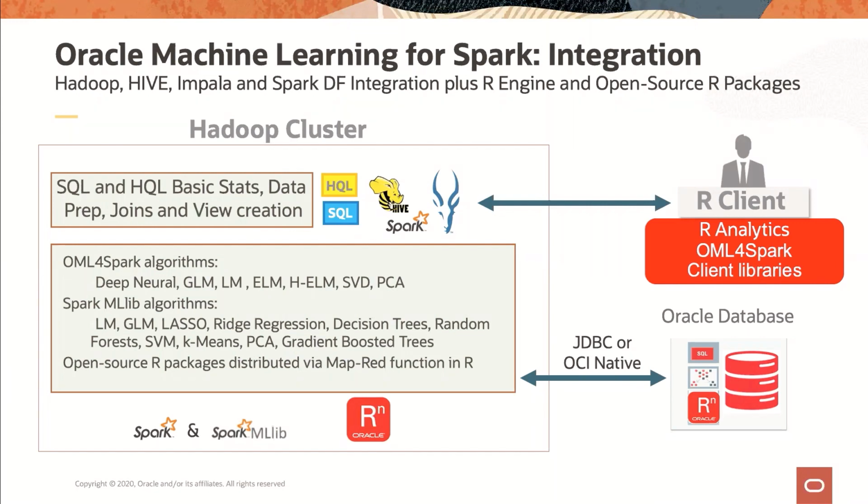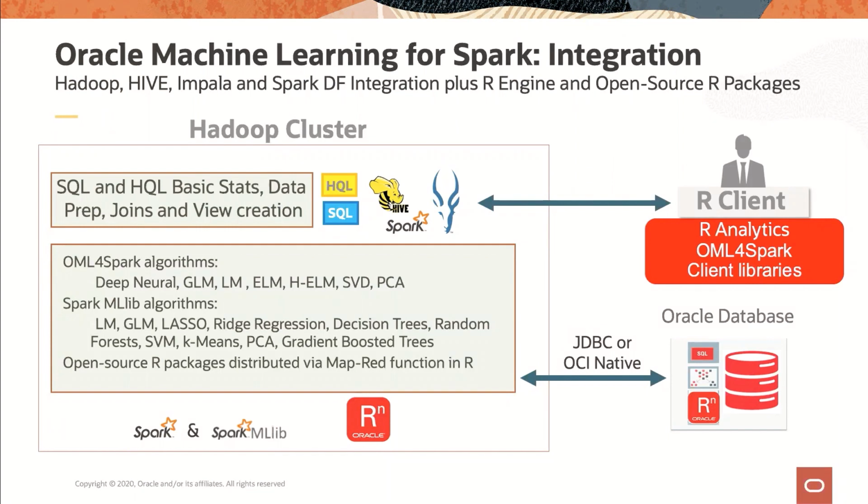On the Spark machine learning libraries that we offer an interface to, we can also do LM and GLM, lasso and ridge regression, decision trees, random forest, SVM, k-means, PCA, and gradient boosted trees. There, we're going to allow you, if needed, to compare the two results and look into that capability.